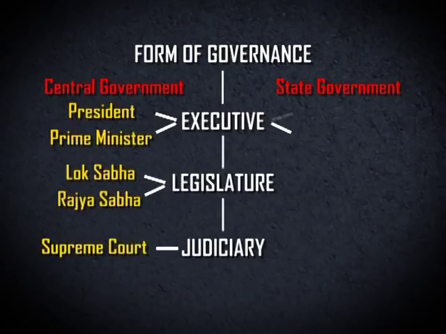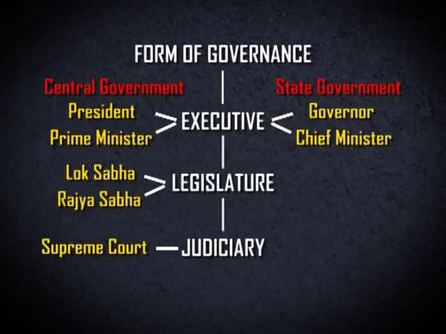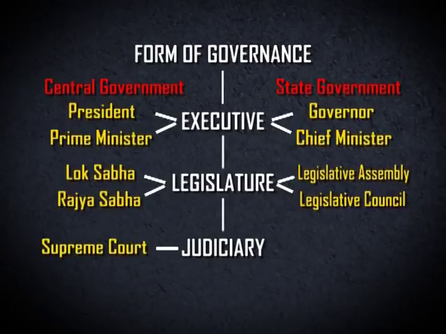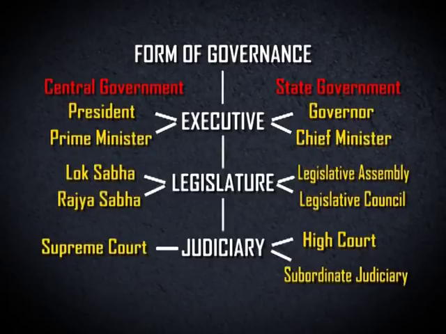The same thing gets reflected in the state government. Cabinet headed by the CM as political executive, otherwise the nominee of the President of India, the Governor. Legislature, legislative assembly, legislative council. High court and subordinate judiciary. That is how, please remember, the constitutional governance scheme is divided between the central government and state government.